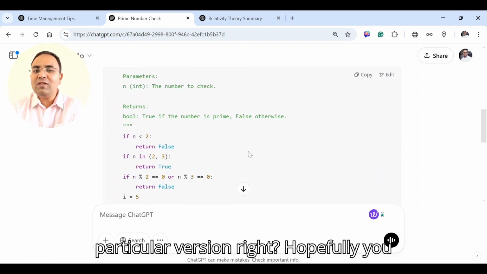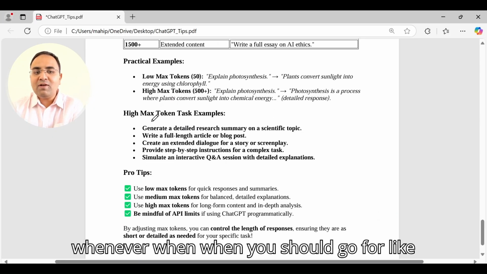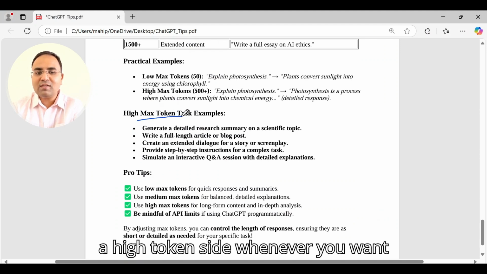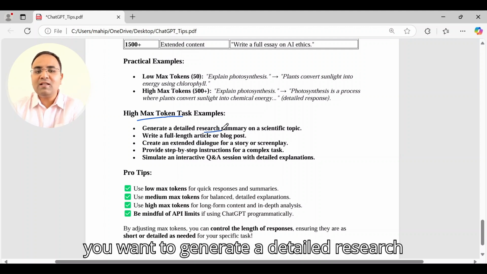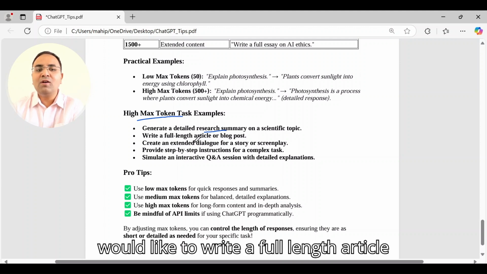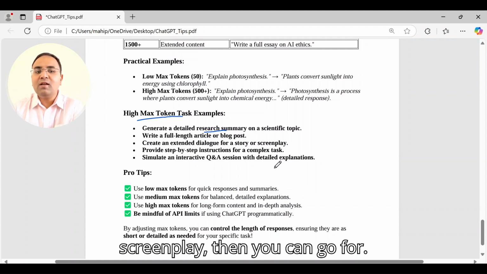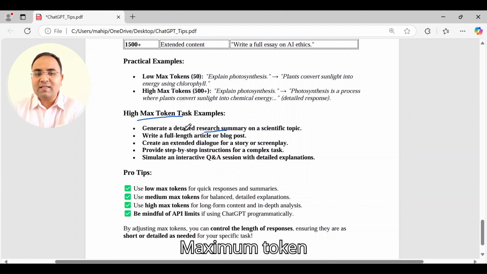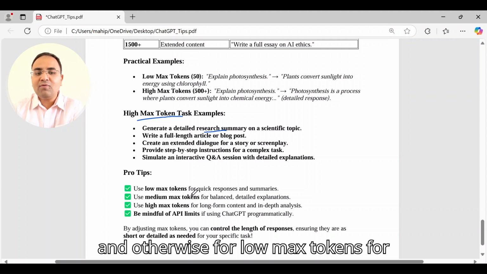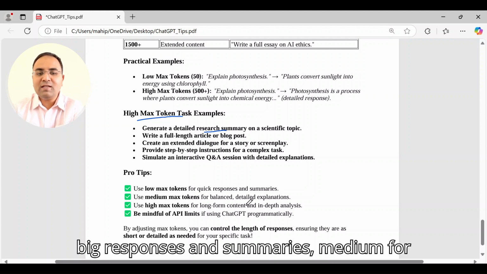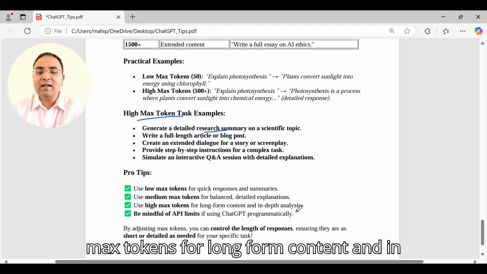So hopefully you got the idea. If I summarize this, you should go for high token sizes whenever you want to generate a detailed research summary on a scientific topic, write a full-length article or a blog post, or generate extended dialogue for a story or screenplay. Then you can go for high max tokens, 500 plus. Otherwise, low max tokens for quick responses and summaries, medium for balanced detailed explanations, and high max tokens for long-form content and in-depth analysis.